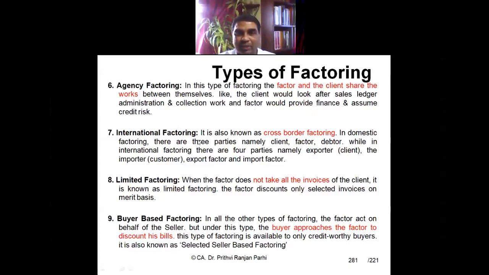International factoring, as you understand, is called cross-border factoring, the factoring where different countries are involved. Limited factoring: your factoring is not done for all invoices, but only for some limited invoices.